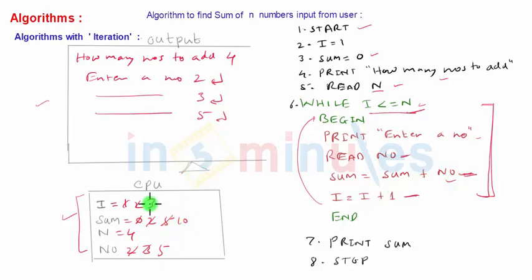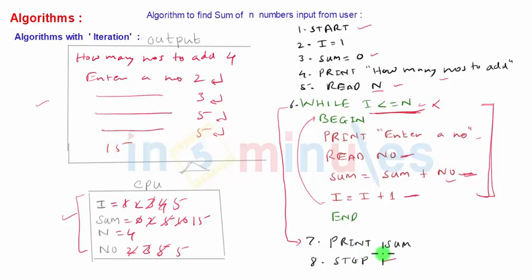Again I equal to I plus 1, I becomes 4. It goes up, checks the condition, true. Again the enter number message appears and we input some value, let's say 5. Again the number accepted is 5. Sum is equal to sum plus number, the addition will be 15. Again I equal to I plus 1, I becomes 5. This time the condition is false, step 6 stops and it goes to step 7. That will print sum as 15 on the screen, and then the algorithm will stop.